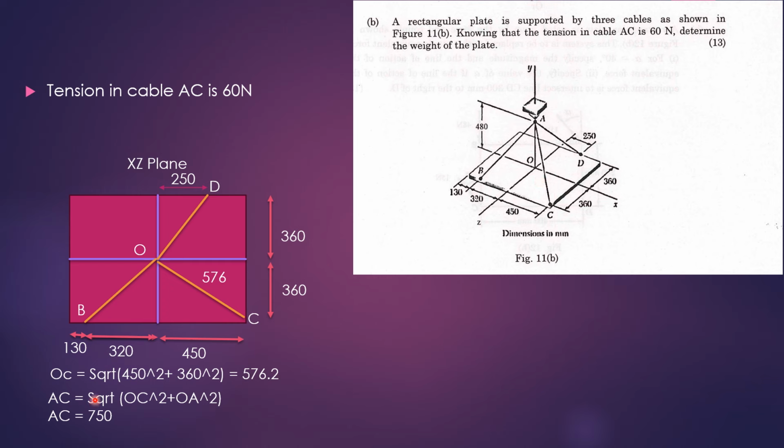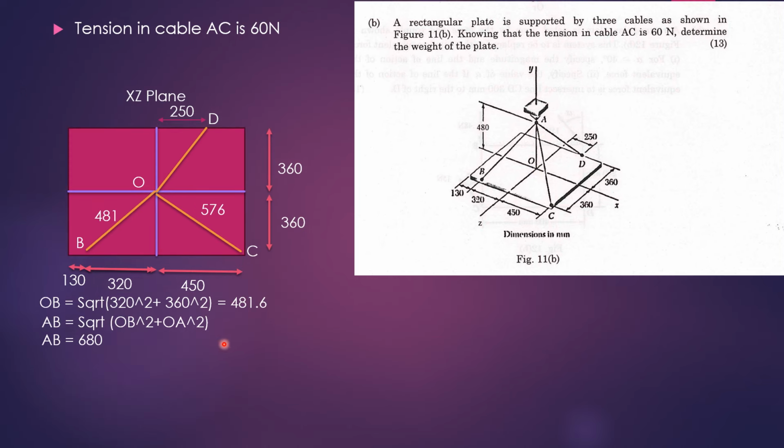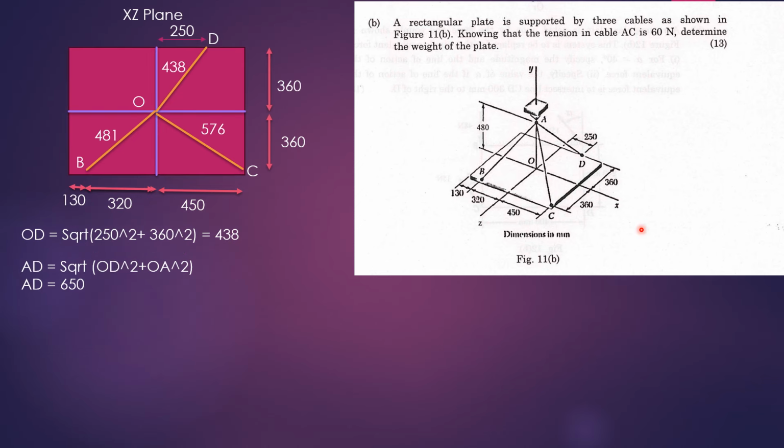After getting that, we can find the length of this tension cable. AC is the square root of OC square plus OA square. Similarly, we can find out the OB length and OD length. From that we can find out AB and AD. Similarly, I have found out the others.